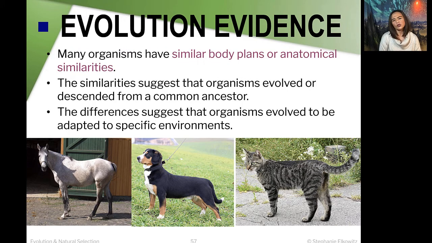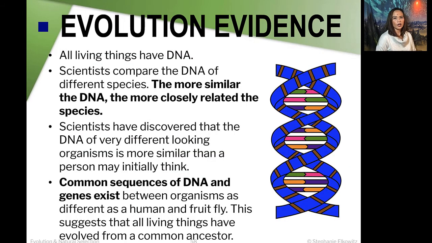Now, we can also see some similarities using the anatomical structure or body plans of many organisms. The similarities suggest that organisms have evolved or descended from a common ancestor. And the differences suggest that organisms evolved to be adapted to specific environments. Not only that, all living things have DNA, and scientists compare the DNA of different species. The more similar the DNA is, the more closely related the species are.